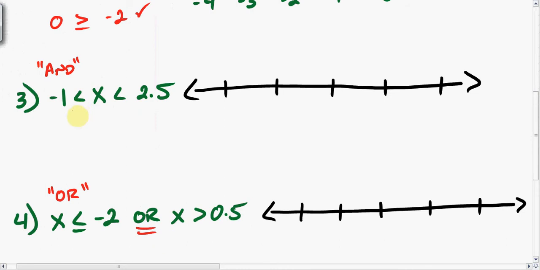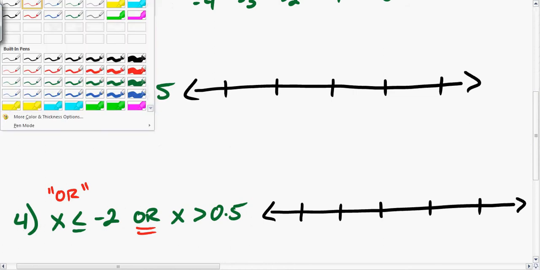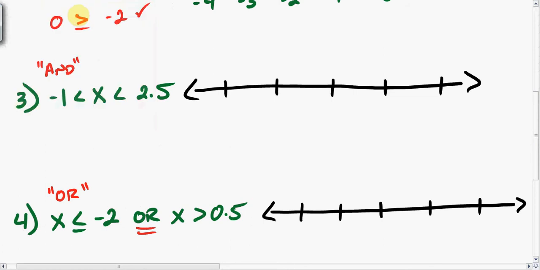So, let's get to graphing. Alright, so we'll graph the third one first. Alright, so let's put our numbers in. So we want to make sure we span from negative 1 to 2.5. So in this case, maybe you do need more than 5 tick marks. So I'm going to put negative 1, the lowest number here, and I'll count up.